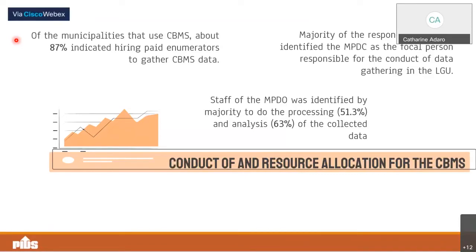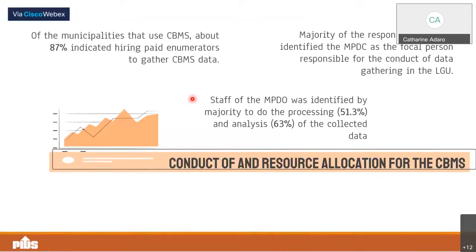Majority of the respondents identified the Municipal Planning and Development Coordinator, or the MPDC, as the focal person responsible for the conduct of data gathering in the LGUs. Likewise, staff of the MPDO, or the Municipal Planning and Development Office, usually do the processing and the analysis of the data collected. This result is expected since the MPDO is the main office in the LGU facilitating the updating and development of the CDP.